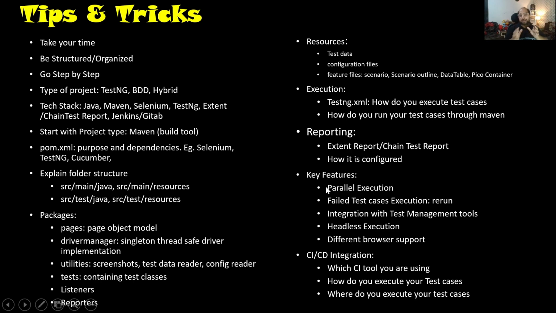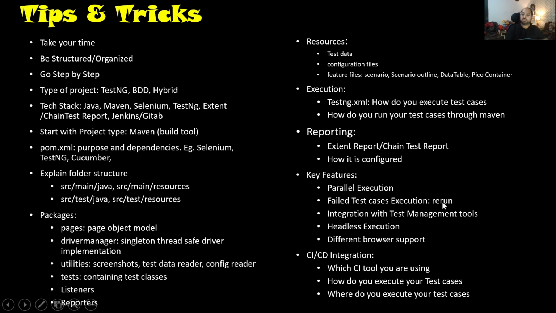Then at last, what you can talk about is the key features. You can talk about parallel execution. So this is the tricky question, because in Cucumber, generally we face the challenge of parallel execution. So for this purpose, we generally integrate it with TestNG, right? But nowadays I have heard that JUnit 5 also has this capability, but I have not explored it yet, right? So for parallel execution, TestNG is utilized, and I have utilized TestNG only so far, right? Then we can talk about failed test case execution, right?